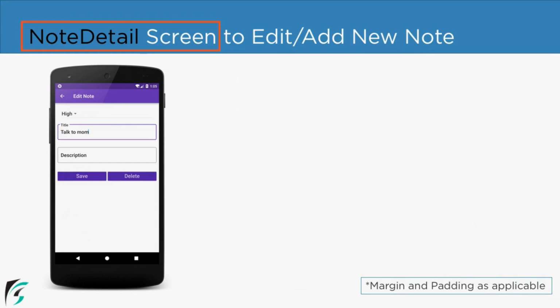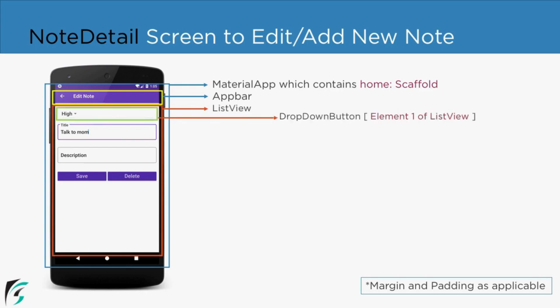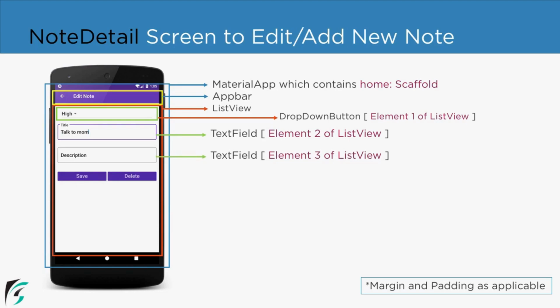For the sake of simplicity, we can again break down the UI into smaller pieces. So as a root element, we will again have the MaterialApp widget which contains home as Scaffold. Then we have the app bar, then we have the list view which contains further elements, such as the first element will be the drop down button. Then we will have the second element as the text field. Third element again as text field.